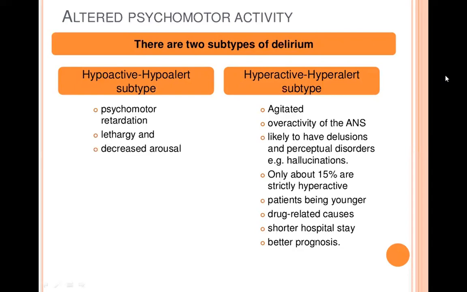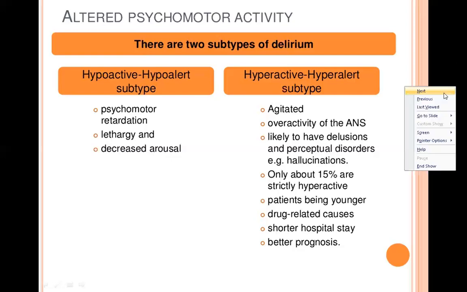In delirium, only 15% will be strictly hyperactive. Then the patient tends to be younger, and the cause is drug related. When the person is hyperactive or hyperalert, the patient's hospital stay is shorter. And in hyperactive hyperalert delirium, the patient has a better prognosis compared to the hypoactive, hypoalert type.